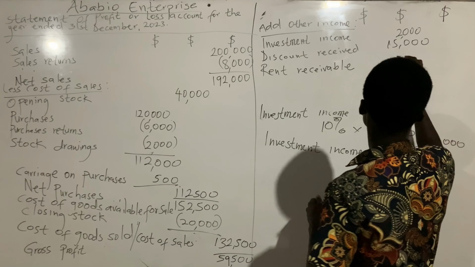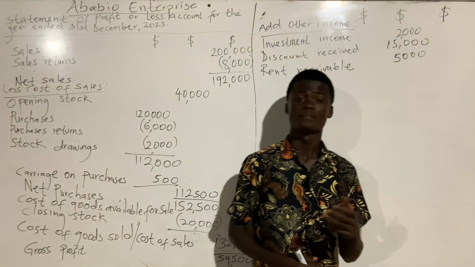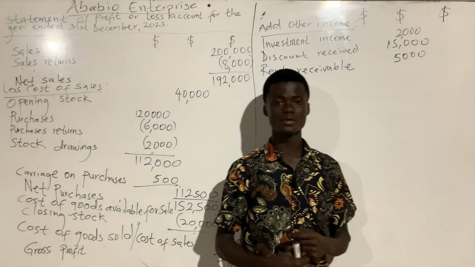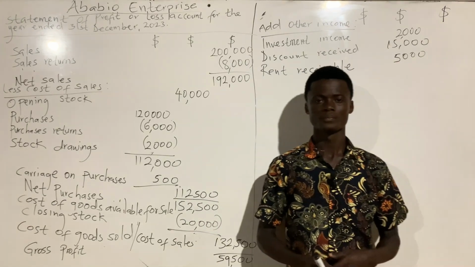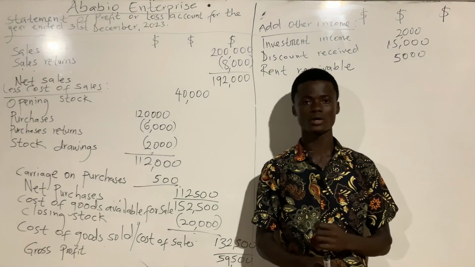And its amount is $5,000. So after the rent receivables, the other item that's likely to be revenue is the provision for doubtful debt. And provision for doubtful debt can only be revenue when there is a decrease in the provision for doubtful debt.